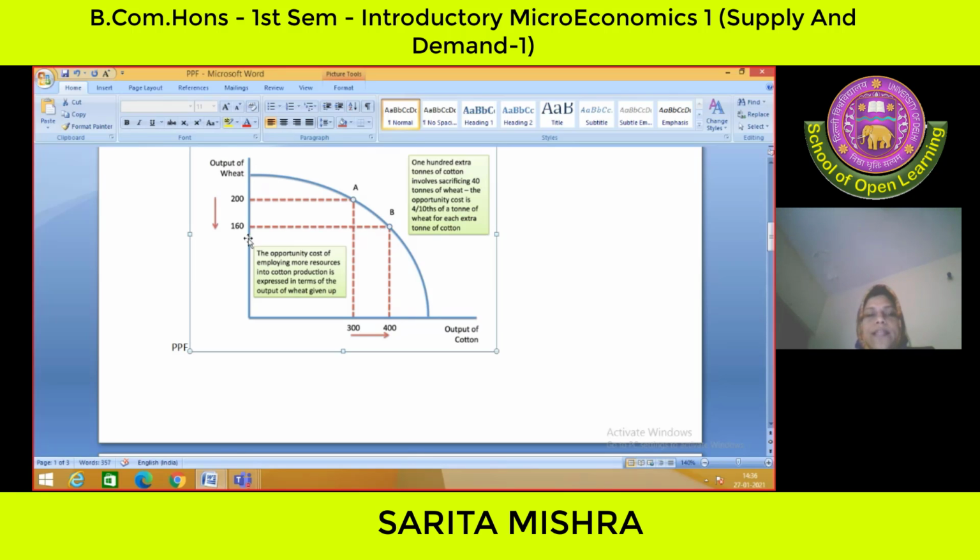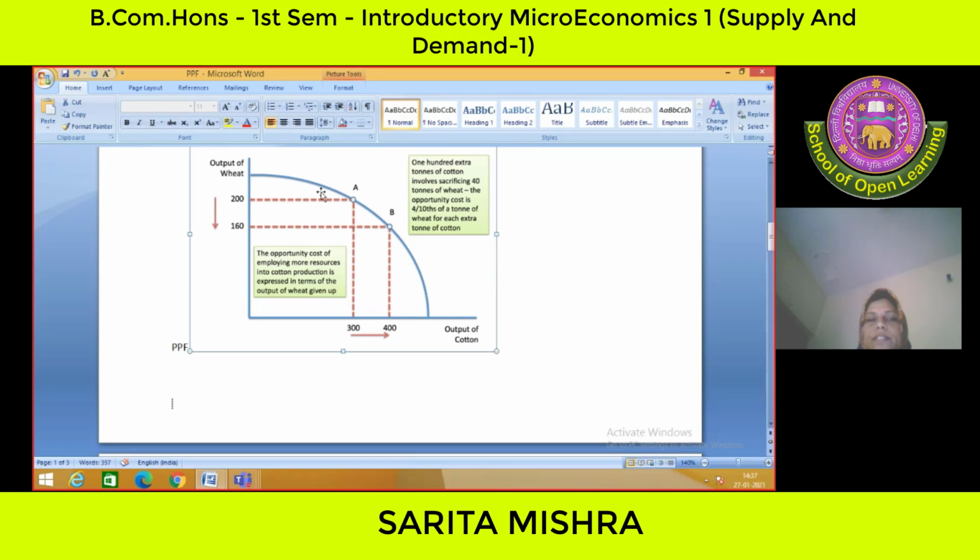So this segment is the maximum amount of wheat that can be produced if all the resources in the economy were devoted to the production of wheat. Then the maximum amount that you will produce is this segment. Similarly, if all the resources were devoted to production of cotton, the maximum amount of cotton that you will produce is this segment.